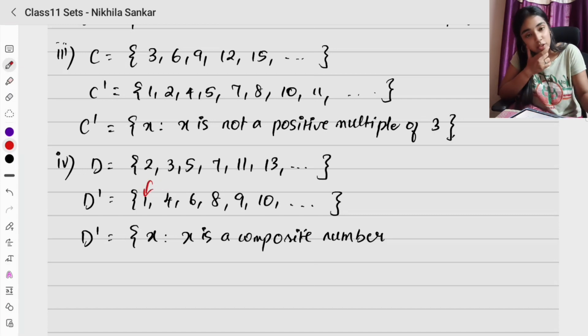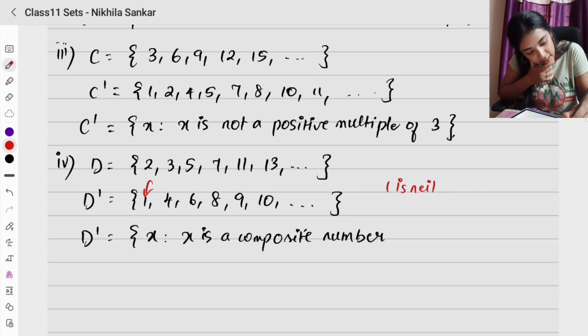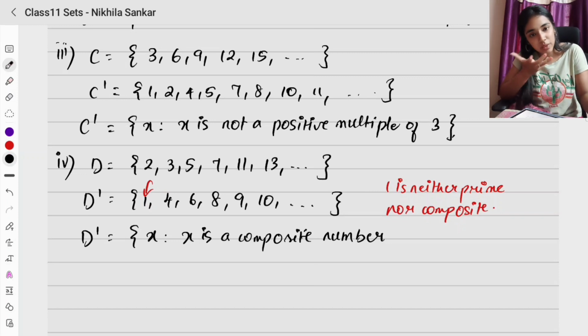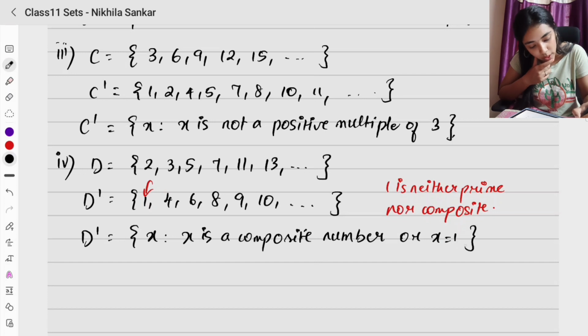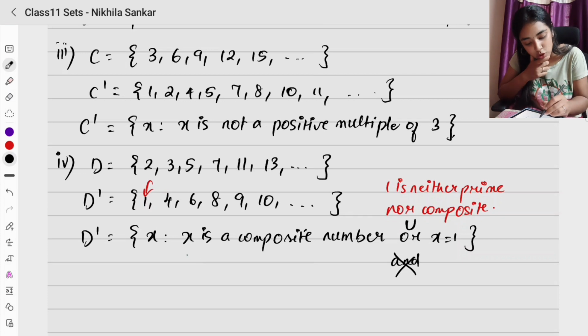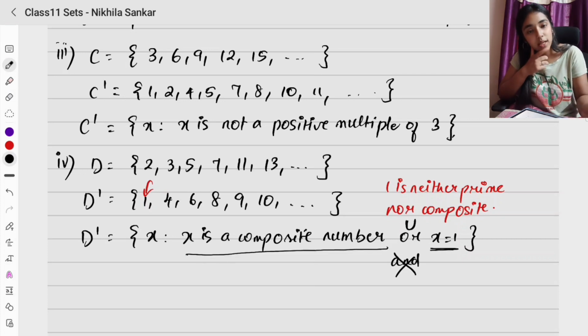But what do you see here? I have 1 here. You should know that 1 is neither prime nor composite. Correct? So when you write x is a composite number, it does not include 1. So how are we going to include 1 in the set builder form? x is a composite number or x is equal to 1. Why am I writing or and not and? I should not write and, because when you are talking about or, you are talking about union, which means it includes all the composite numbers, also the number 1. So you have to write or.